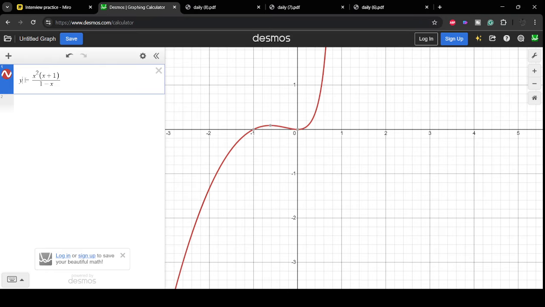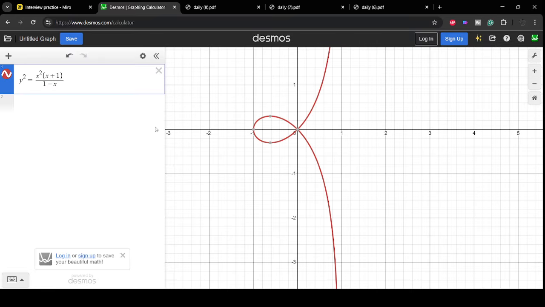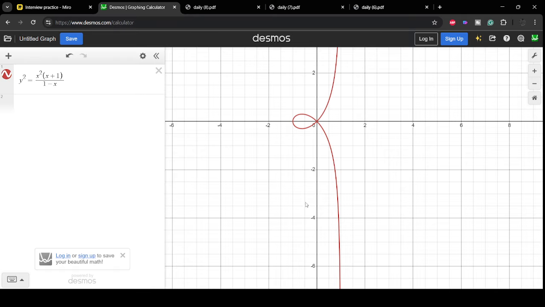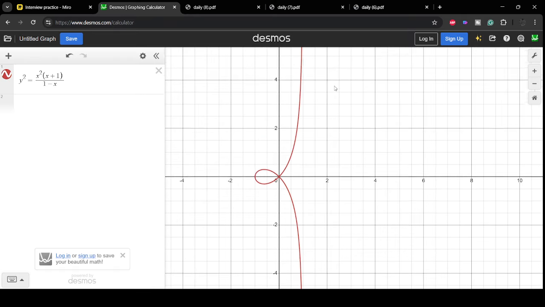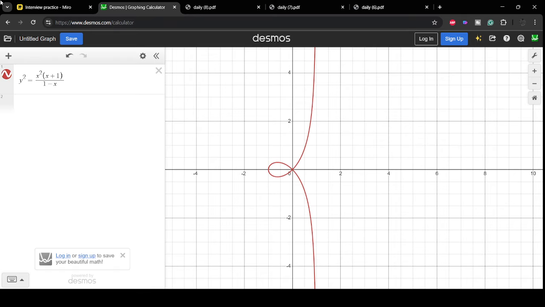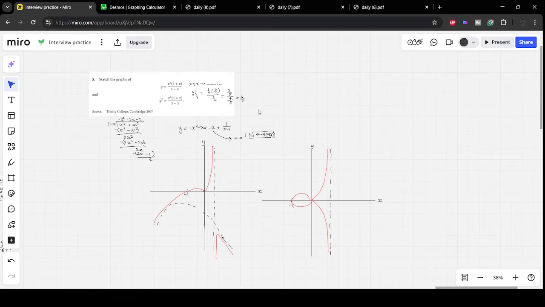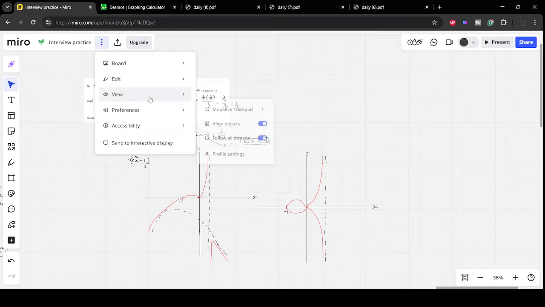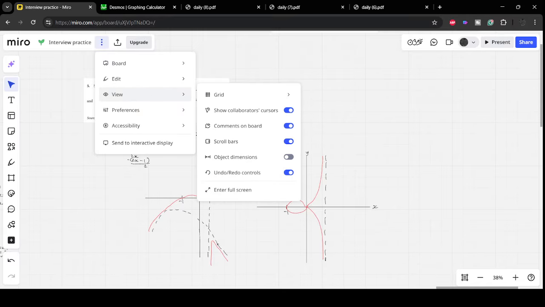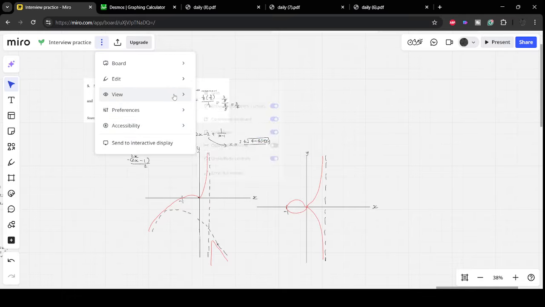Let me see if y squared also works. Yes, pretty much. So asymptote at 1. So yeah, I'm satisfied with this. That's quite good. That's pretty much correct. Okay, I got scared for a bit because I thought I sketched it wrong, but it's fine.